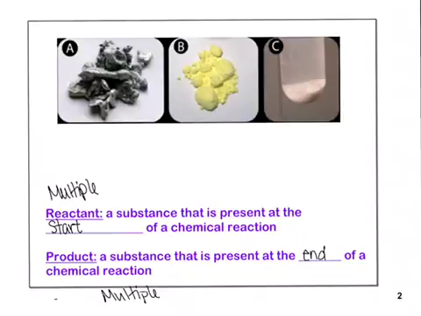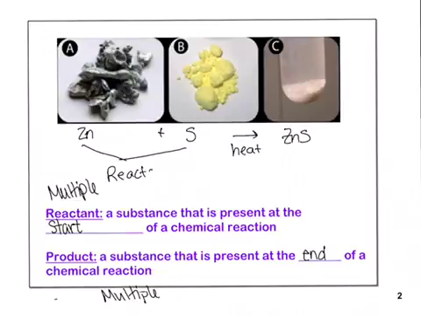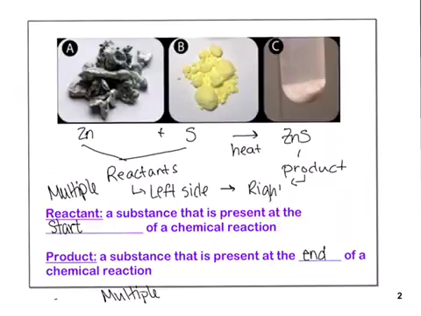So here we have zinc, and zinc is going to react with the sulfur. We're going to add a little bit of heat, and this is going to produce zinc sulfide. And so the zinc and the sulfur are your reactants, and the zinc sulfide is the product. In most cases, the reactants are listed on the left-hand side of the arrow, and the products are then on the right side of the arrow.